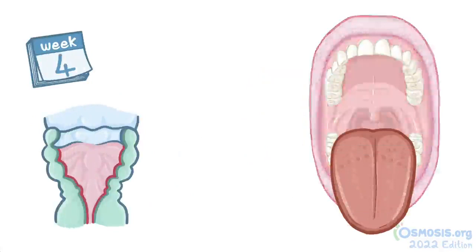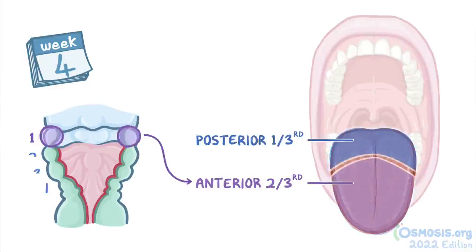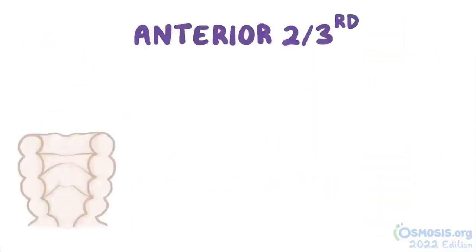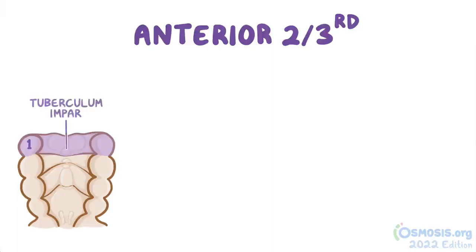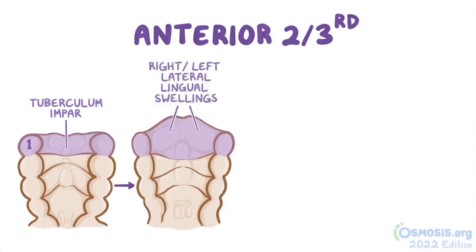Now the tongue begins to develop around week 4 of intrauterine life. The anterior 2/3 develops from the first pharyngeal arch, and the posterior 1/3 develops from the second, third, and fourth pharyngeal arches. The anterior 2/3 starts developing when the mesoderm of the first pharyngeal arch proliferates, giving rise to a midline swelling called the tuberculum impar. During the following week, the mesoderm of the same arch gives rise to 2 more bulges, the right and left lateral lingual swellings, just lateral and above the tuberculum impar.